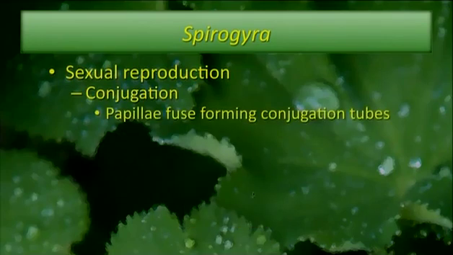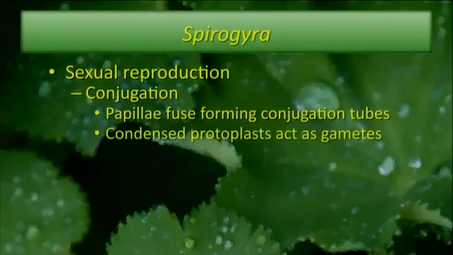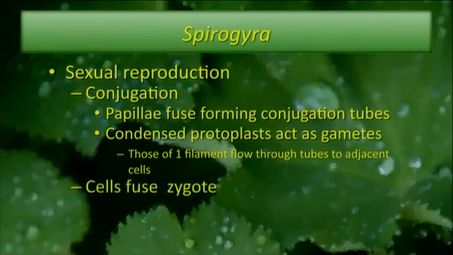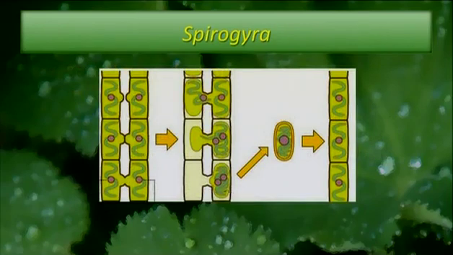And the papillae will fuse, forming conjugation tubes. And then the condensed protoplasts of the cells act as gametes. So those of one filament will flow through the conjugation tubes to the adjacent cells, and the cell contents will fuse to form a zygote. So here you have the conjugation tubes forming, the papillae forming conjugation tubes.